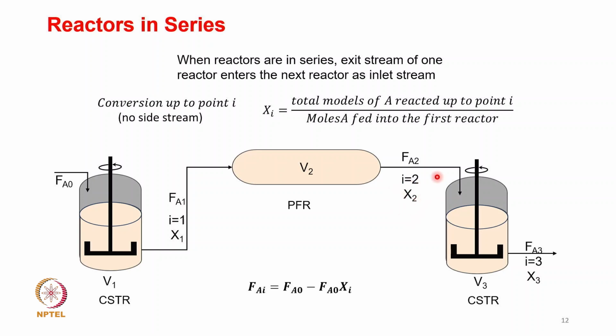and having a conversion of X2, and it goes to the third reactor with an output of FA3 and X3, where index i becomes 3. At every point you can write FAi equals FA0 minus FA0 times Xi. So, looking at this particular equation, at any point FAi would be defined as FA0 minus FA0 times Xi, where Xi is defined by this particular relation.